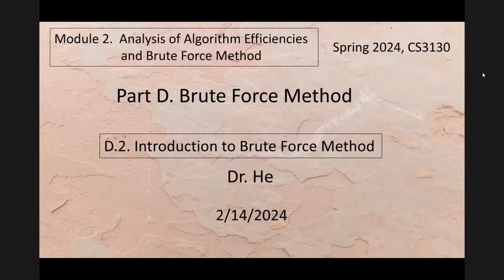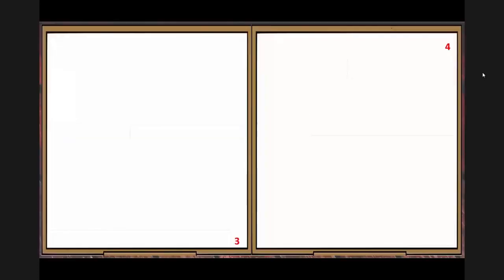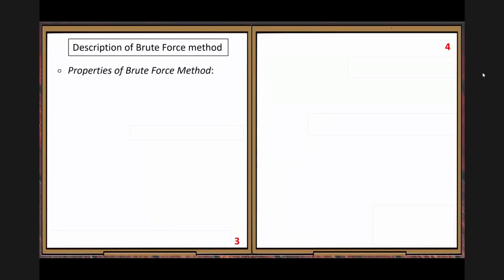Deep on 2, introduction to brute force method. We applied brute force method a few times. But let's look at it another time, so then we will complete discussion of this simple method. First, description of brute force method. Properties of brute force method.